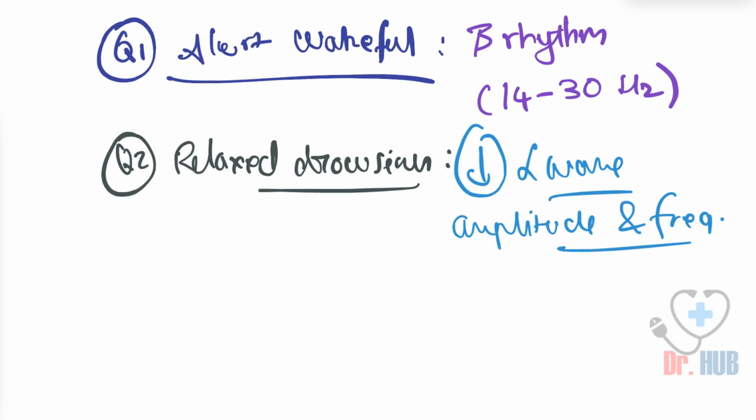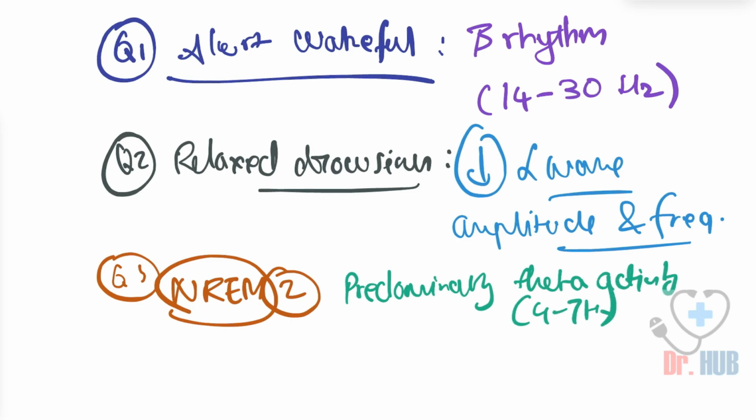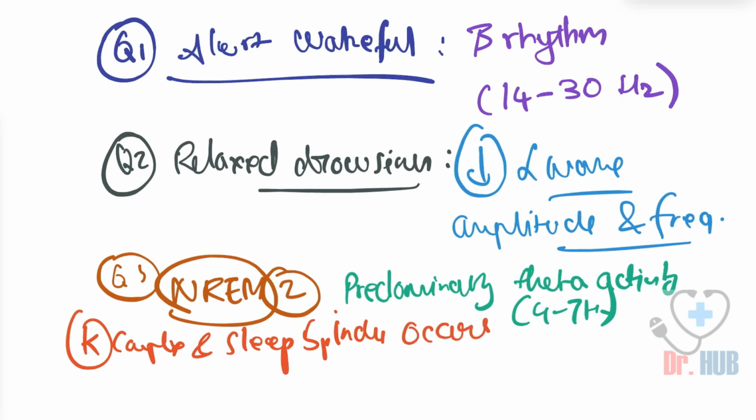The next question we asked was about NREM2. What is the EEG finding here? The EEG finding is predominantly theta activity, 4 to 7 hertz, and there are also K complexes and sleep spindles, which occur periodically.